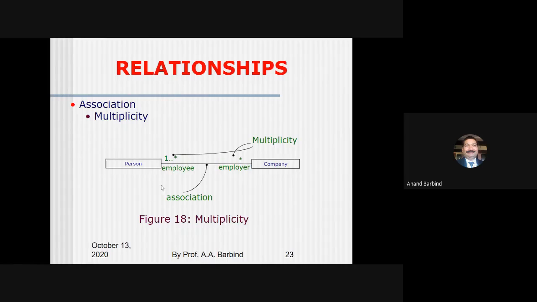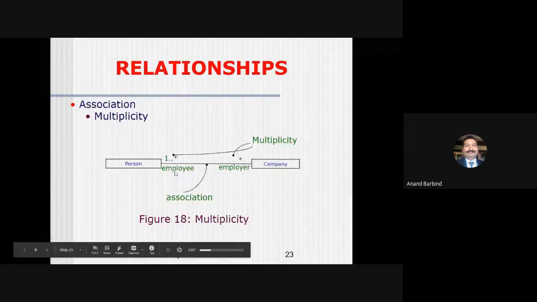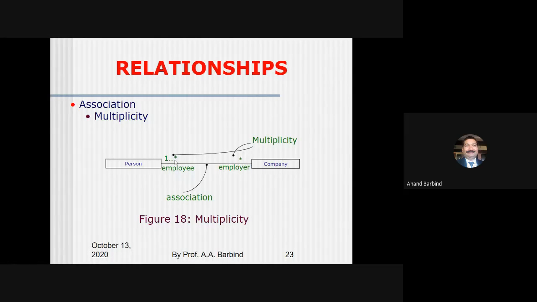Multiplicity is one of the important notations. Just a minute. Multiplicity is one of the important features that is used with the association, and it carries significant information. Yesterday I told you how to read this multiplicity. It should be read in this fashion: you read it from one class to the other class.